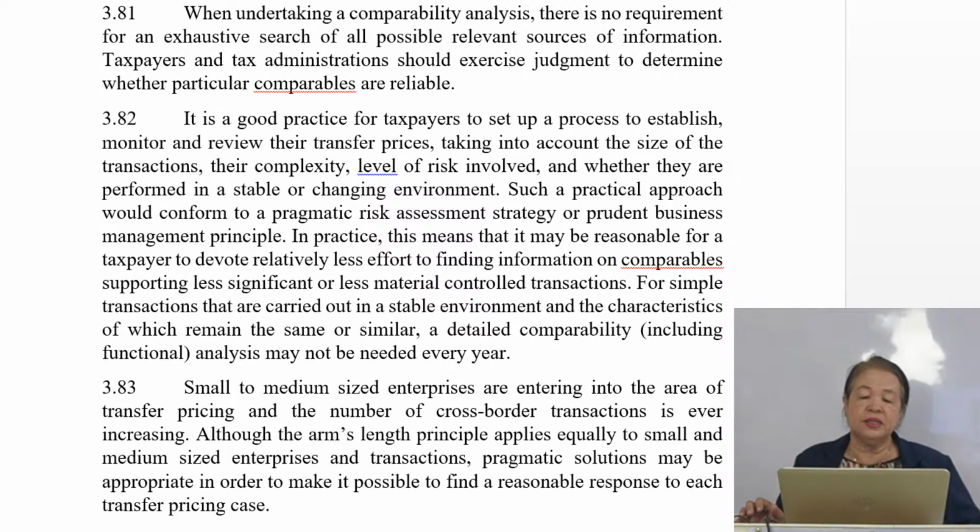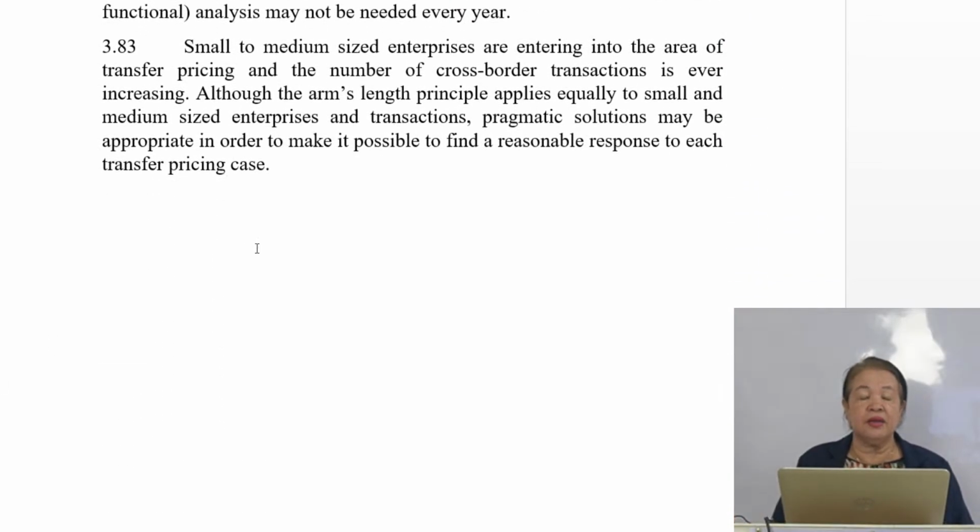Small to medium-sized enterprises are entering into the area of transfer pricing, and the number of cross-border transactions is ever increasing. That's why there is a need for a transfer pricing analysis. Although the arm's length principle applies equally to small and medium-sized enterprises and transactions, pragmatic solutions may be appropriate in order to make it possible to find a reasonable response to their transfer pricing cases.